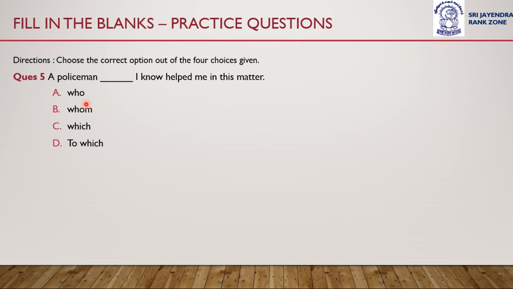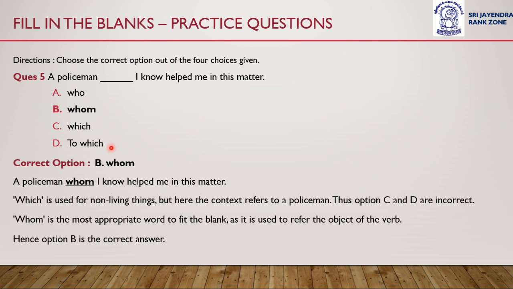What do you think is the correct answer? The correct answer will be a policeman whom I know. So option B, whom, will be the correct answer. A policeman whom I know helped me in this matter. Option B, whom, is the correct answer.